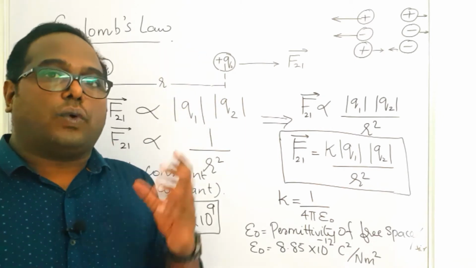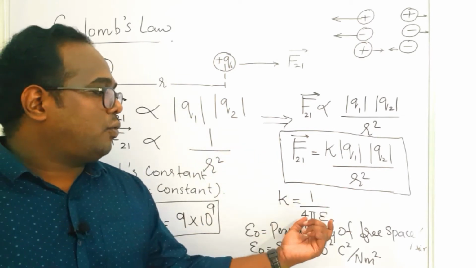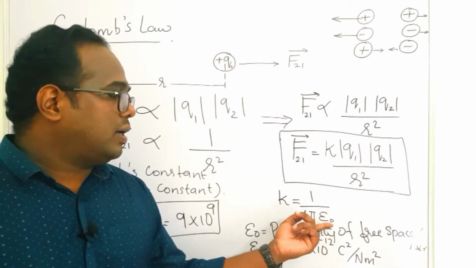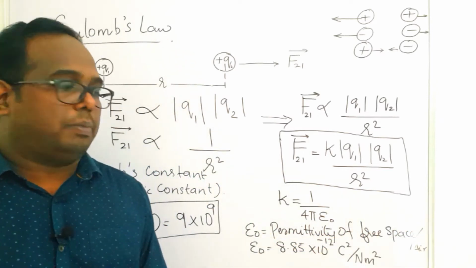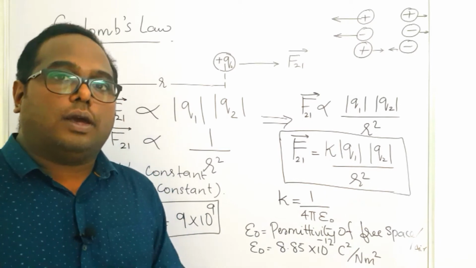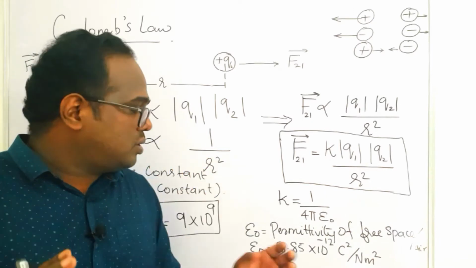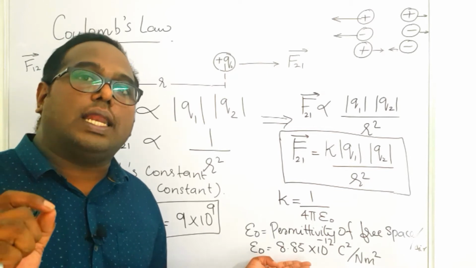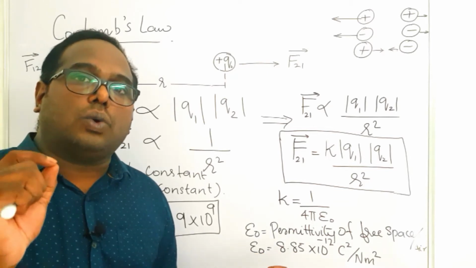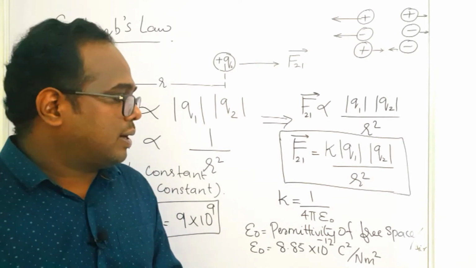charges. For air and vacuum, the value is 1 by 4 pi epsilon naught. What is epsilon naught? Epsilon naught is the permittivity of free space or air. For air or vacuum, you can use the epsilon naught value 8.85 into 10 raised to minus 12 Coulomb square per Newton meter square. Correct?